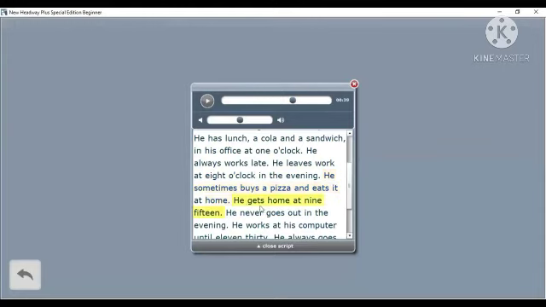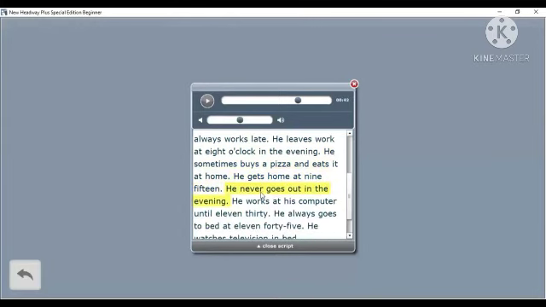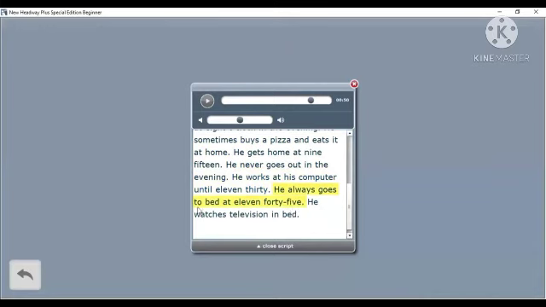He gets home at 9:15. He never goes out in the evening. In the evening, he works at his computer until 11:30. He always goes to bed at 11:45. He watches television in bed.